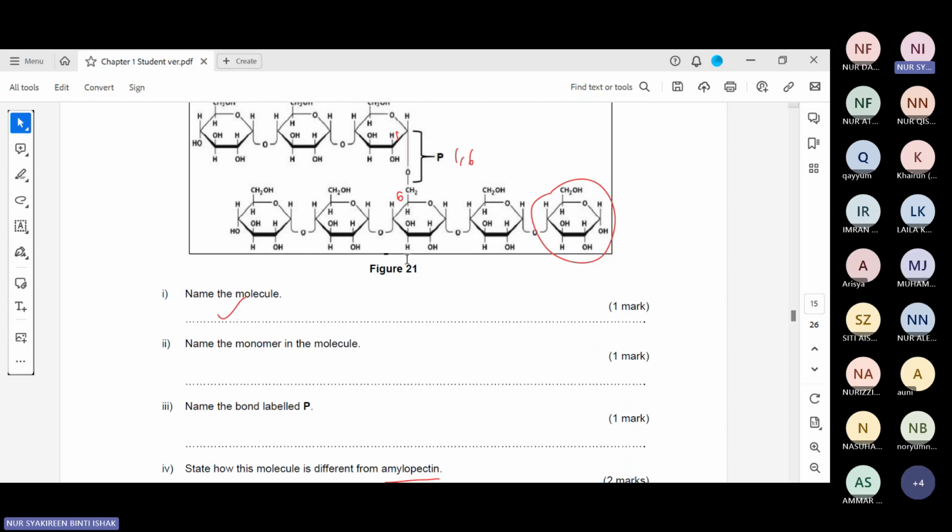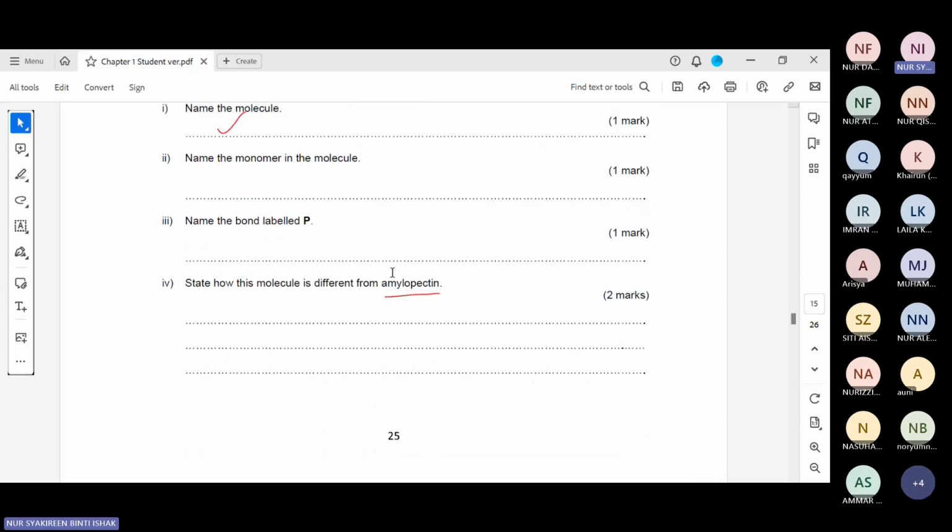By having more branches, meaning that it has more glucose. So the glycogen molecule is much larger compared to amylopectin. First point, the molecule is larger. Glycogen is larger than amylopectin. Second, why? Because it has more branches compared to amylopectin. Okay, more branches.